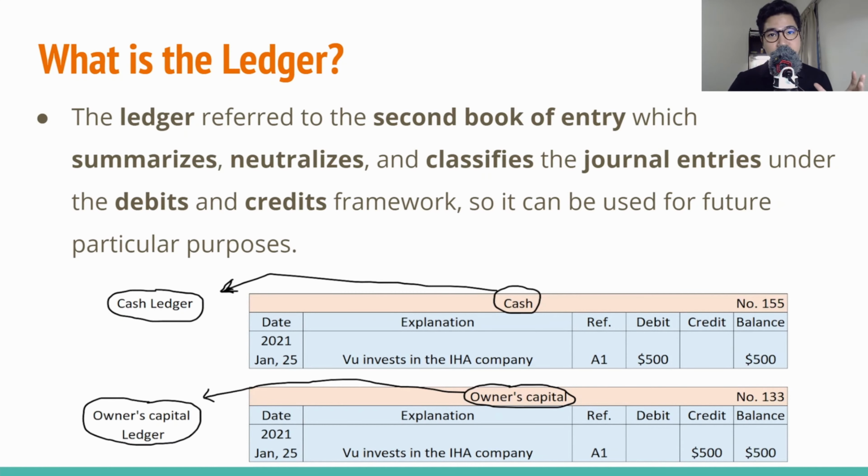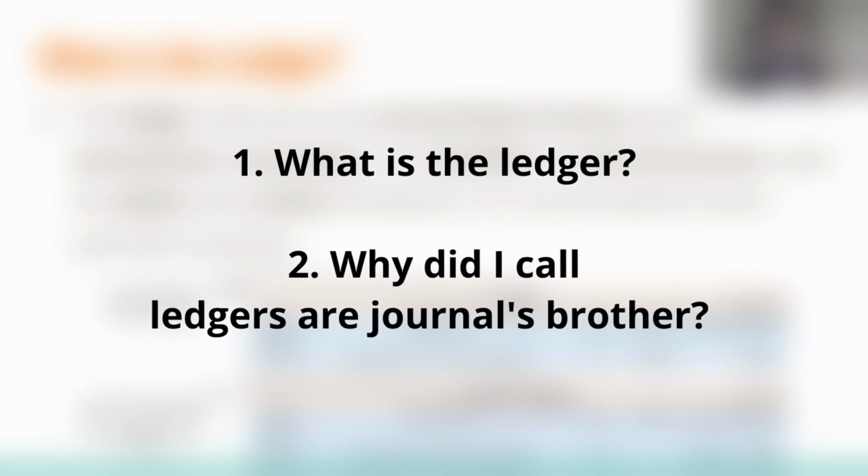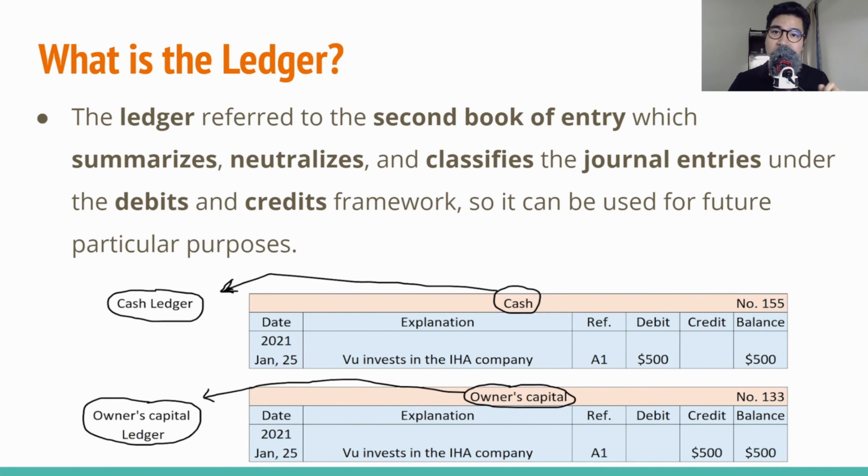As is our culture, we're going to jump-start with a question. What is the ledger, and why did I call the ledger the journal's brother? In a nutshell, ledgers are records that categorize and illuminate all the entries of journals. As you can see in the visual aid at the bottom of the slide, there are two ledgers: the cash and the owner's capital ledger. Those two ledgers are derived from journals, as we must use all the information from journals to create ledgers. That is the reason why I personally call the ledger the journal's brother.